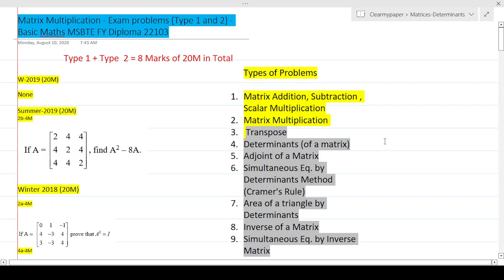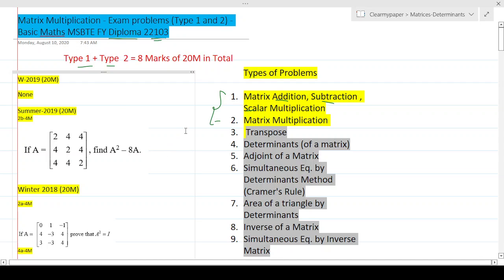We are continuing with possibly the final session on solving type 1 and type 2 problems on matrices and determinants, which includes matrix addition, subtraction, scalar multiplication, and matrix multiplication. This is specifically for the examination problems that appear for first year diploma basic mathematics for Maharashtra State Board. The paper code is 22103. All right, let's jump in.